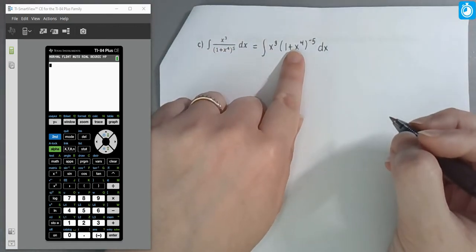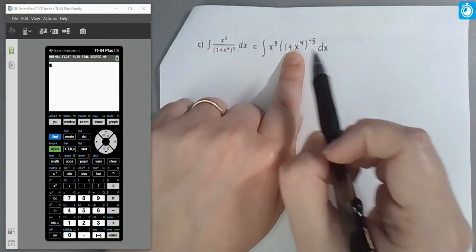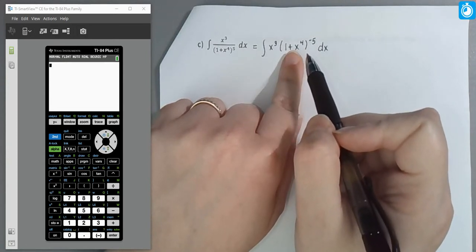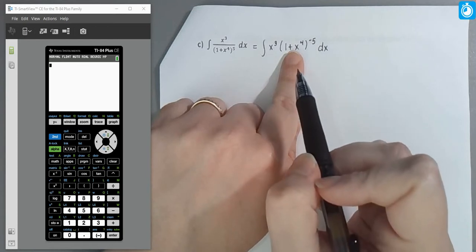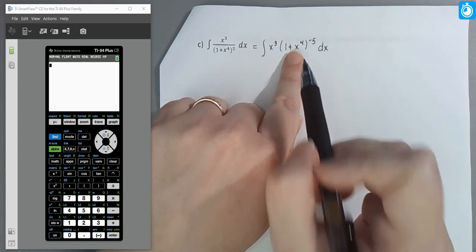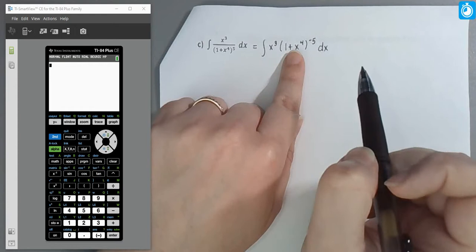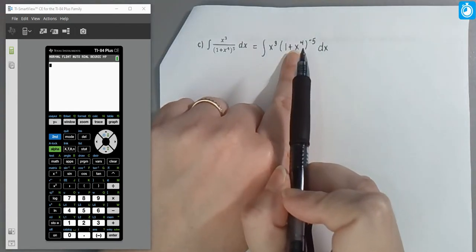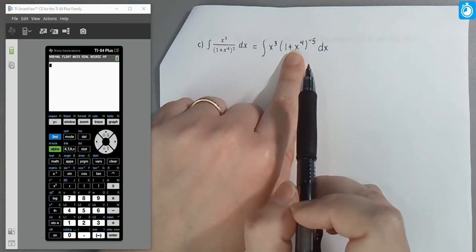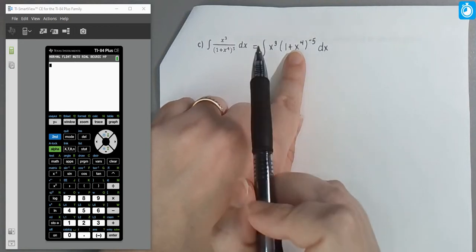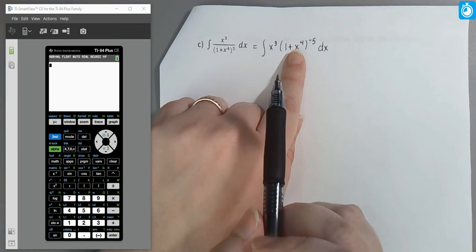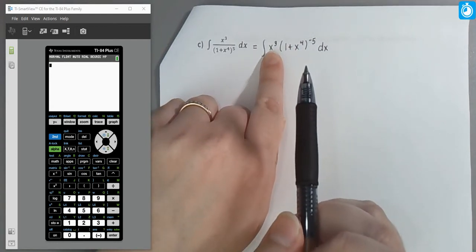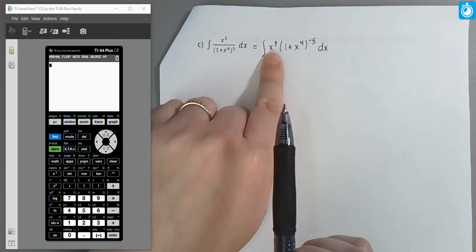Okay, so we can definitely see our inner function. Now we know in order to use substitution, we're going to replace that with the variable u. But in order for this to work, we need to see the derivative of that inner function present in the problem as well. So what happens if we differentiate 1 plus x to the 4th? Well, we're going to get 4x cubed. Well, I don't actually see a 4x cubed in the rest of the problem. I do see an x cubed, but I don't see a 4x cubed.